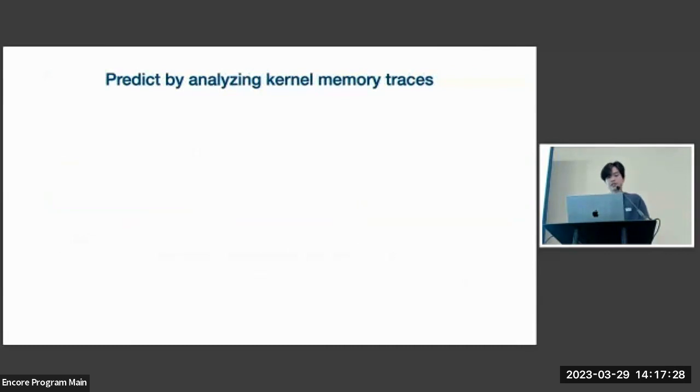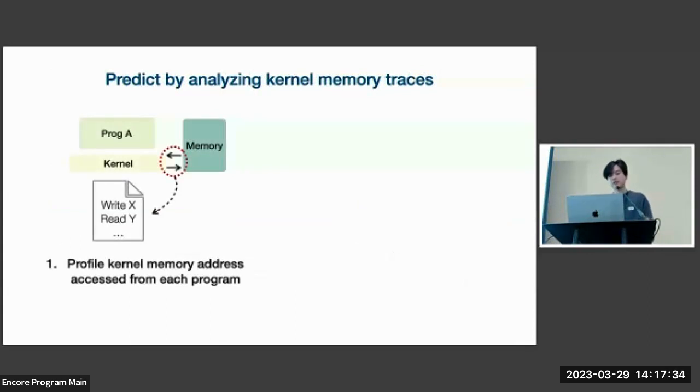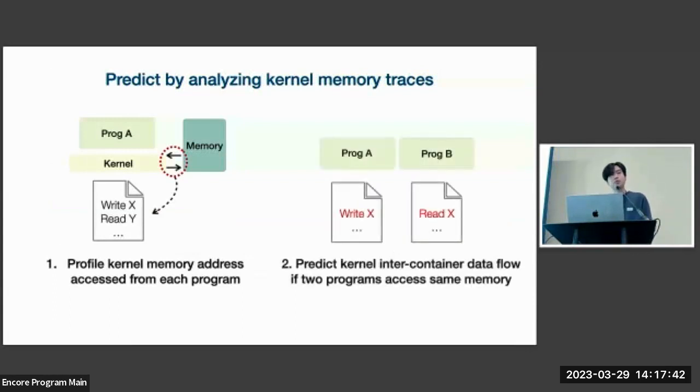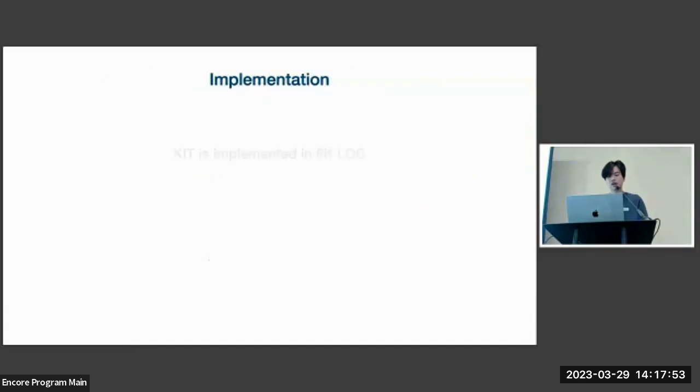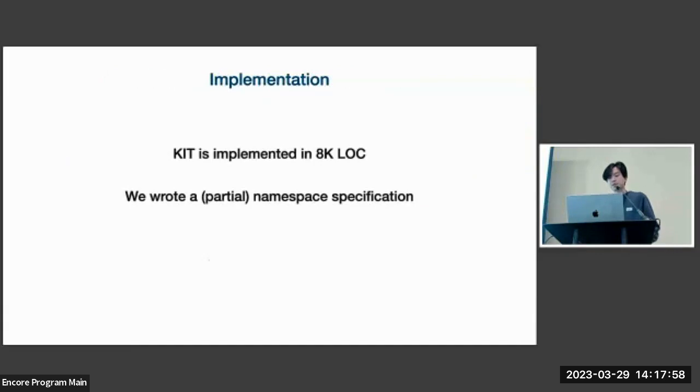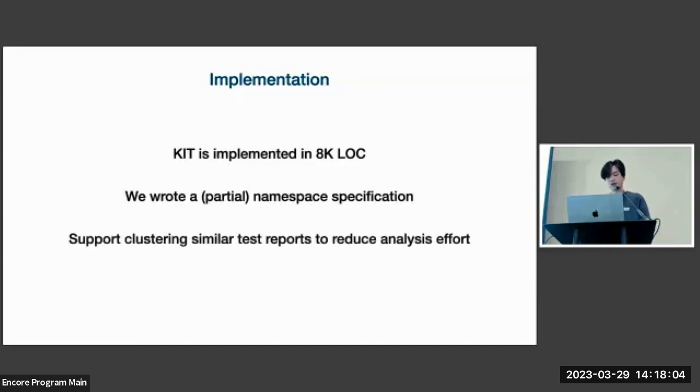Our solution is to predict kernel data flows by analyzing the kernel memory traces. First, for each program, we profile the kernel memory accesses triggered by it, such as which kernel variables are accessed. Then, if two programs access the same variables during profiling, we will pair them, assuming the kernel data flows will happen when they're running together on the shared kernel. We implemented Kit in 8,000 lines of code. We wrote this partial specification, including many kernel resources that should be isolated by Linux namespaces. Kit also supports clustering similar test reports to reduce analysis effort.